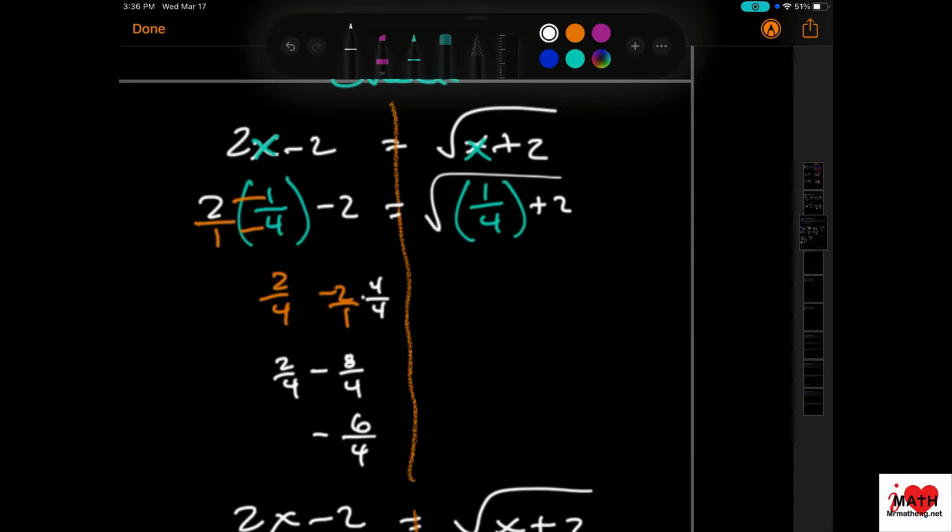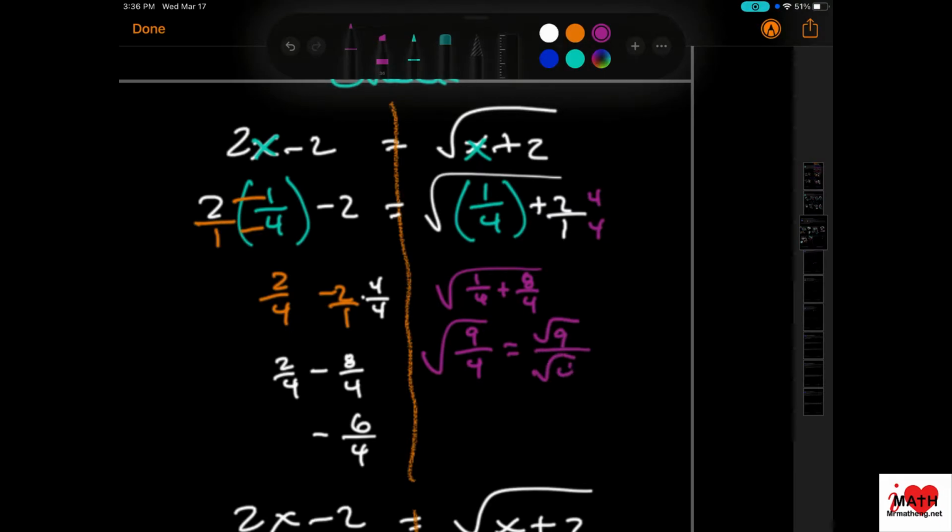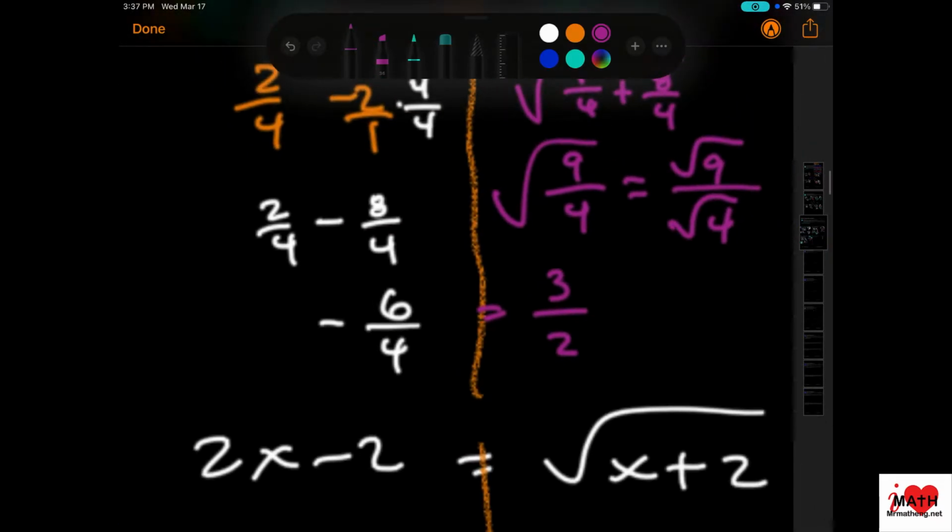Okay, same thing over here. I'm going to multiply this one by 4 over 4. So this is going to give me 1/4 plus 8 over 4. And you can add the numerators, so you get 9/4, which is the same thing as the square root of 9 over the square root of 4. And square root of 9 is 3. Square root of 4 is 2. And then over here, you can reduce this. Negative 3 times 2, 2 times 2. This will give you negative 3/2. And this one's a positive 3/2.